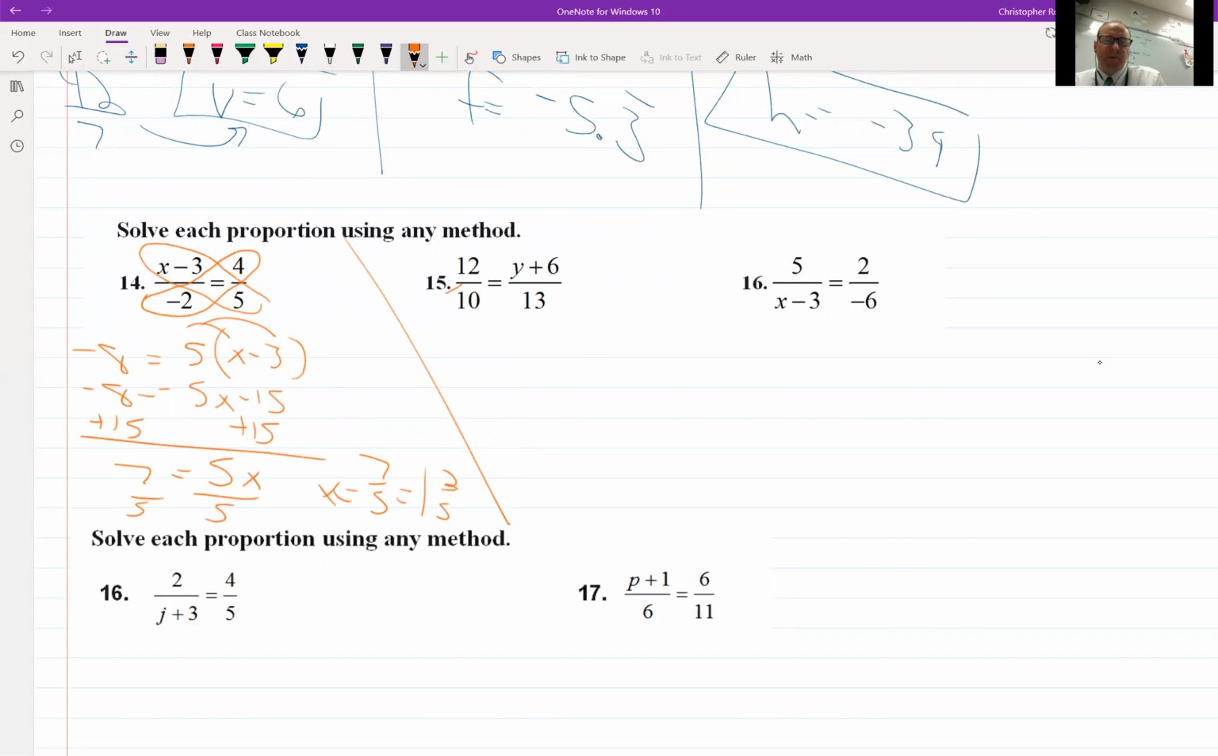Right, so again, we can cross multiply. Remember, the order that we do it doesn't matter because it's equal. So if I flip it around, it'd be the same thing. So 10 times y plus 6 equals 12 times 13. Okay, 156. Right, and that's not going to divide nicely. It'll turn into a decimal, so it's totally up to you. I'm just going to go ahead and distribute and see what happens.